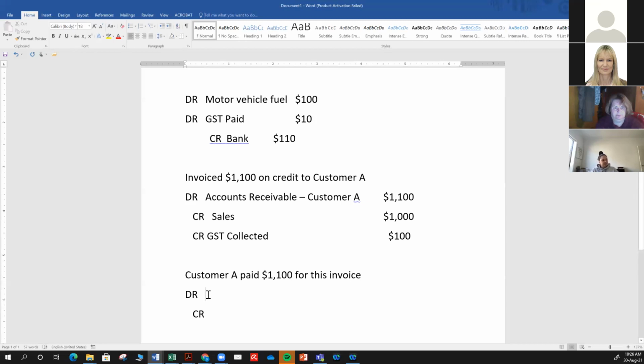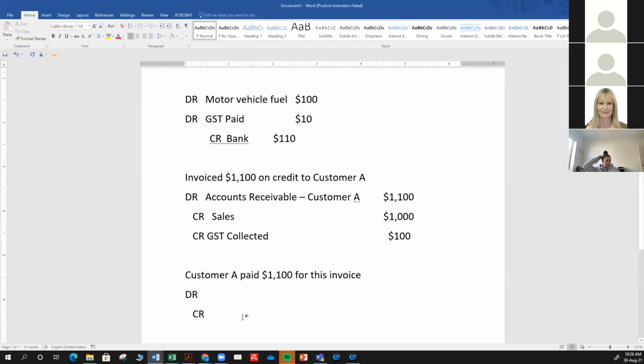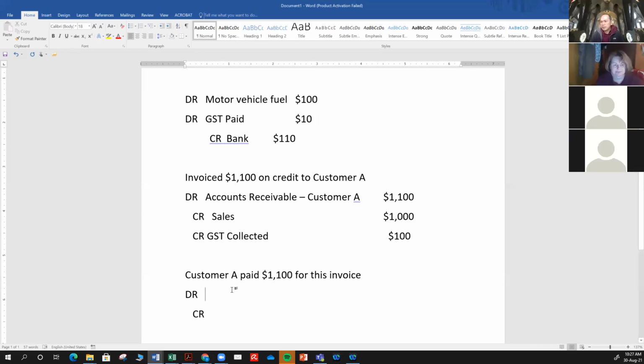Jenny, where do we debit and where do we credit when customer A paid this amount? Is Kat still with us? Kat, are you there? Do you credit accounts receivable? Of course. Very good. You credit. Okay, let's start with the debit first. Where do we debit? The bank? Excellent. How much, Chris?